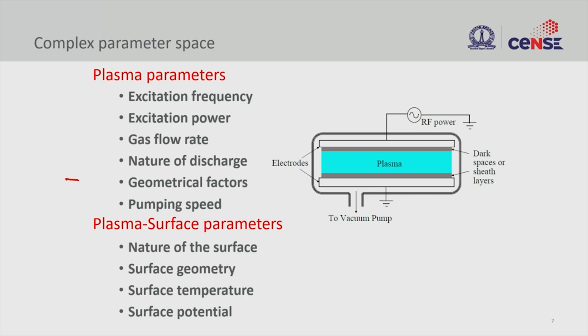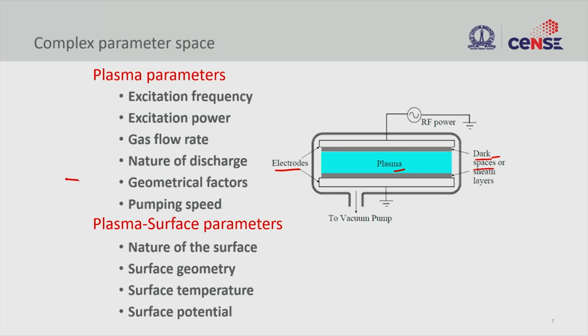So on the right side you see a very simple parallel plate reactor. Why do we call this a parallel plate? It looks like a capacitor. You can see here two electrodes, and in between you have a gap, and within this gap you create the plasma, right? And then you will see this dark space on the top electrode and the bottom electrode, which we will see shortly why those are coming in.